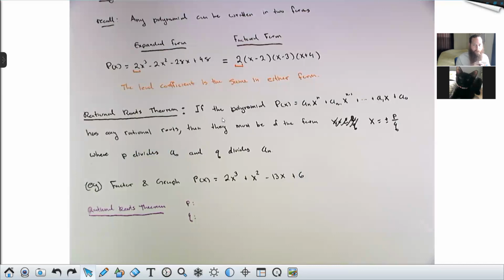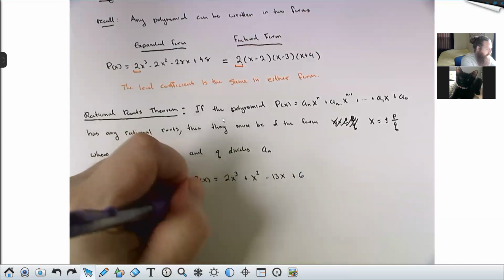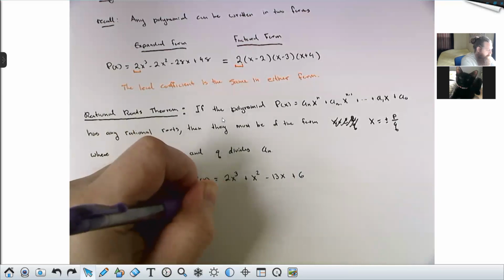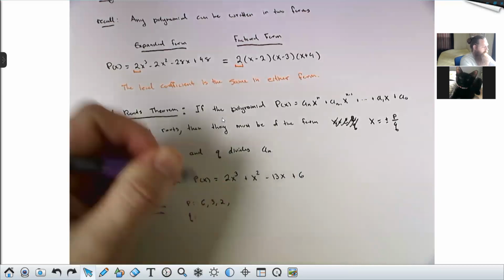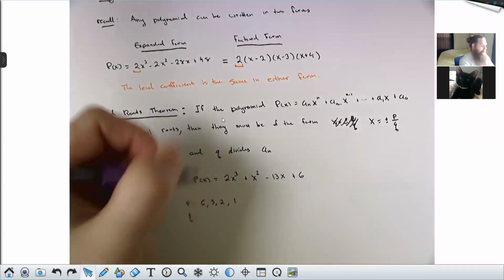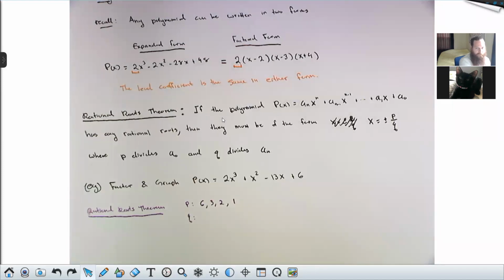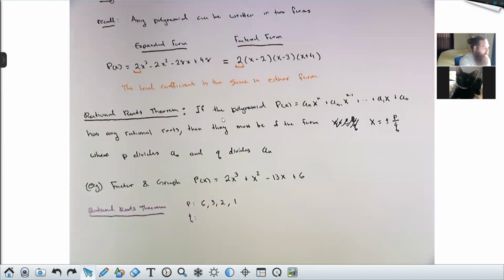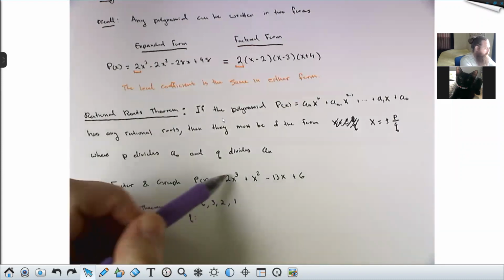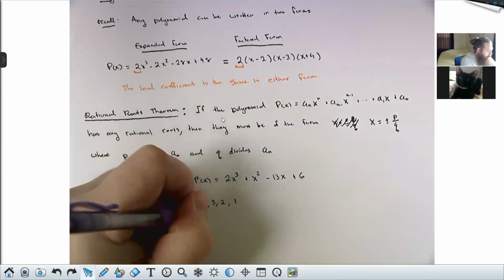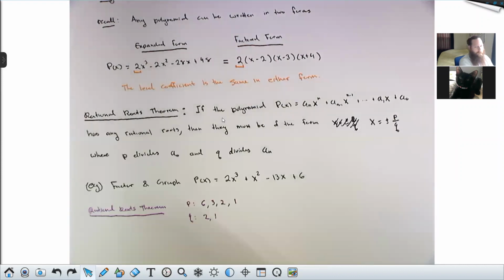Anybody? 2 and 3. 2 and 3, good. There's 2 others. So any number is divisible by itself. And then, yep, 6, 3, and 2. And then any number is also divisible by 1. So my full list of divisors of 6, the numbers that cleanly go into 6, are 6, 3, 2, and 1. And then the divisors of 2, because 2 is prime, numbers are divisible only by themselves and 1.